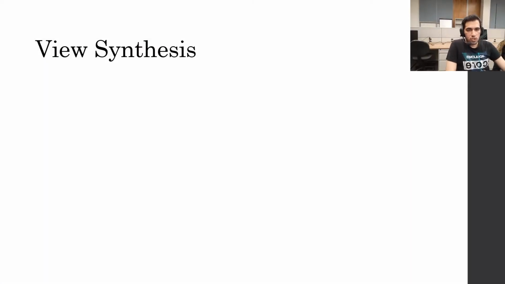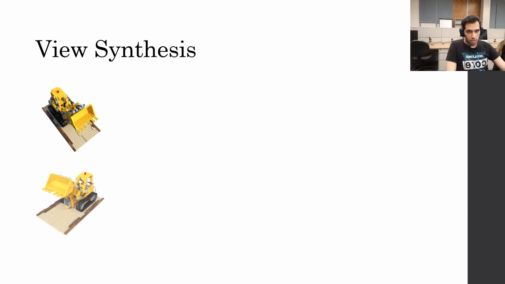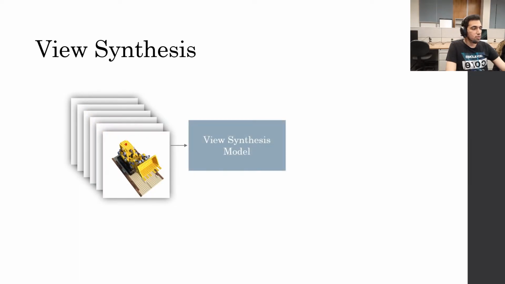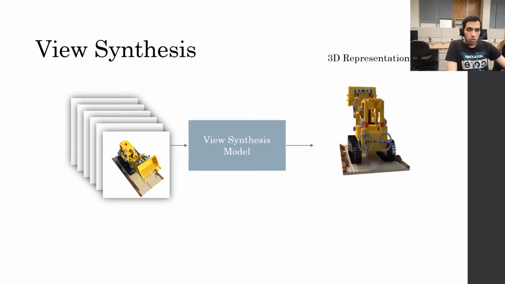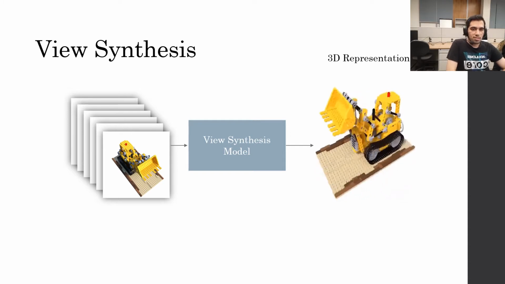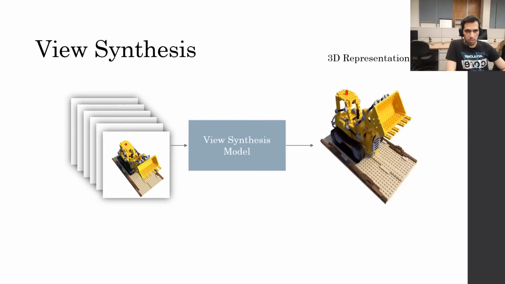So, the first question is, what exactly is view synthesis? View synthesis is the task of combining a number of images that, for example, we have of a specific Lego truck or a Lego bulldozer, and by passing them through a specific view synthesis model, which I'm going to discuss in a few more minutes, we are able to generate a 3D representation of that object.